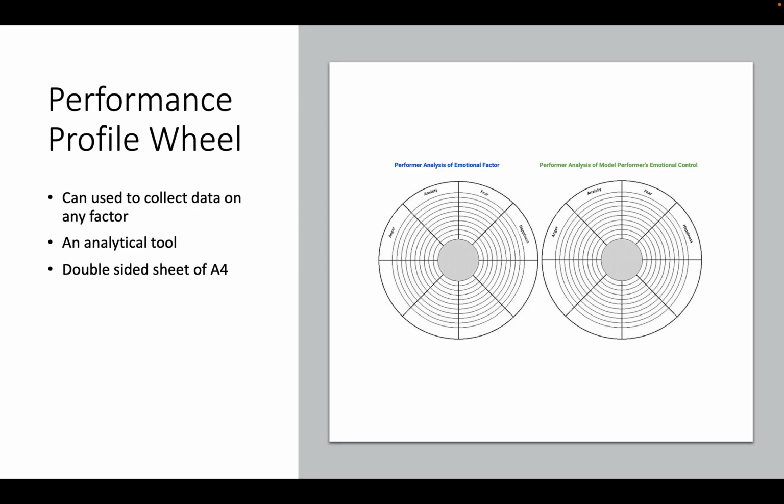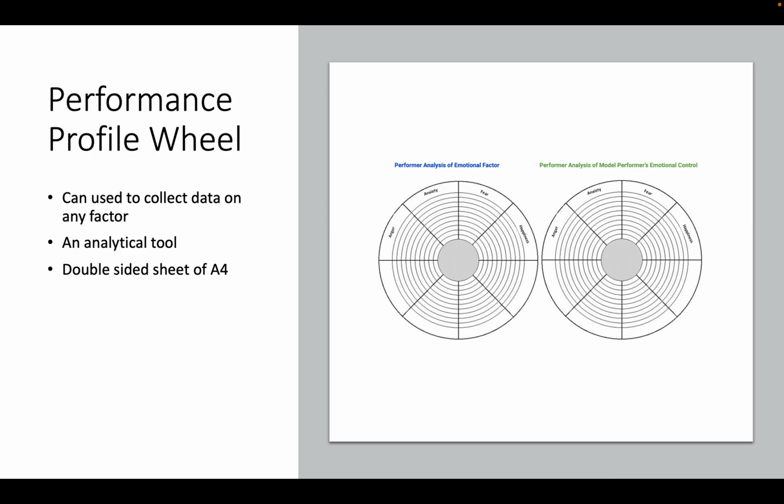The second method that we're going to look at is the performance profile wheel, and this method can be used to gather data on any factor. It's an analytical tool, and it's a double-sided sheet of A4. How this would differ, depending on the factor, is you would write different subfactors around the outside.